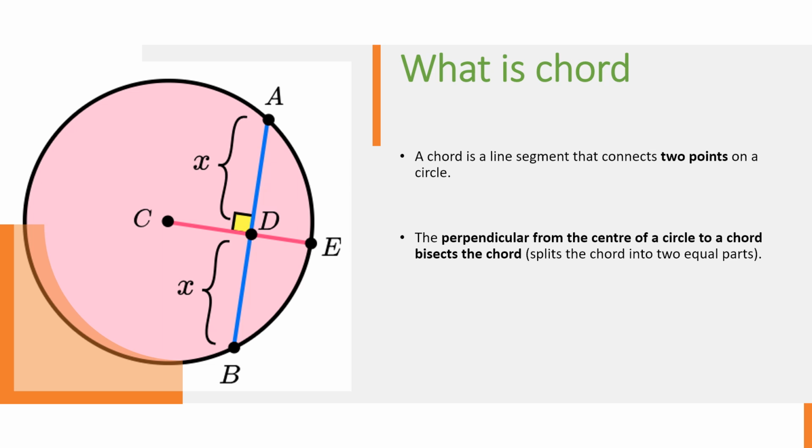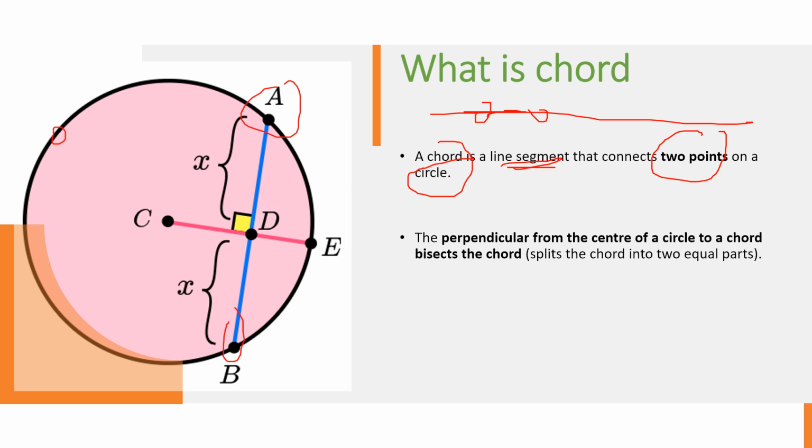So now if I join two points on the circumference of the circle, that line segment we can call a chord. Okay, so coming back to the actual definition here, a chord is a line segment. A segment means it's a full line and we take a portion of it. So a chord is a line segment that connects two points on a circle. These are the two points on a circle. I can draw one more from here to here.